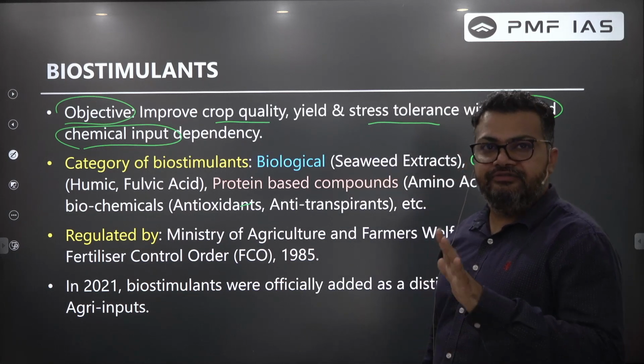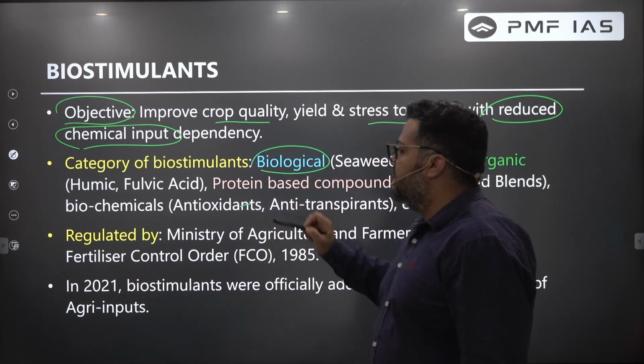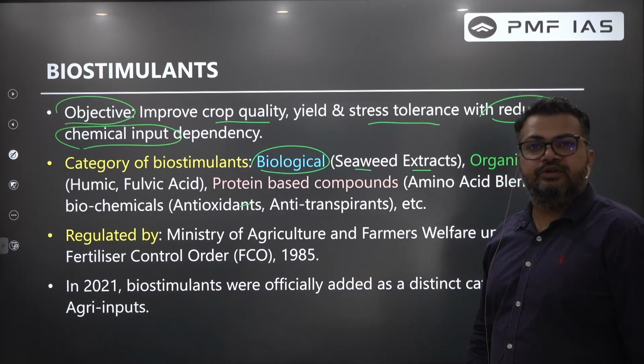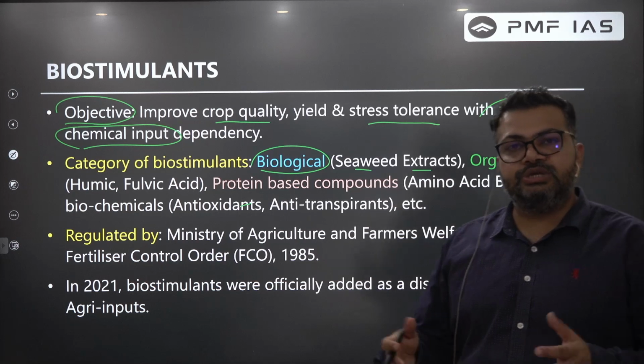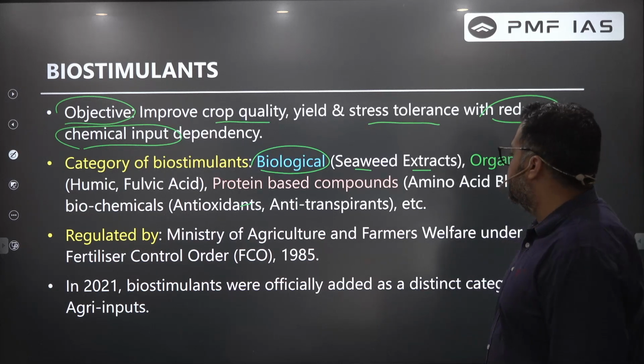They generally have three categories primarily. One is biological stimulants like seaweed extract. Seaweed is a kind of algae, right? We have a good production of seaweed across the country. We do not have kelp, but we have a good reserve of seaweed production.